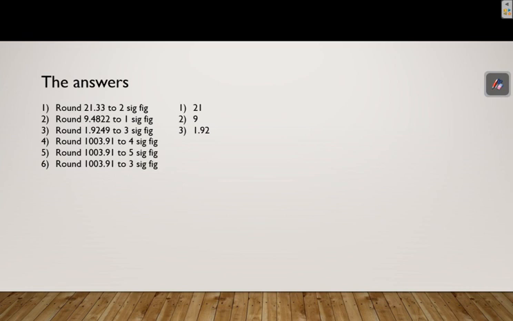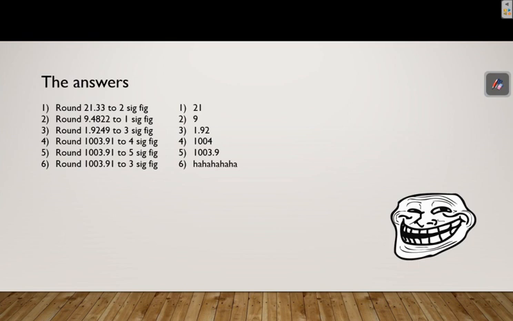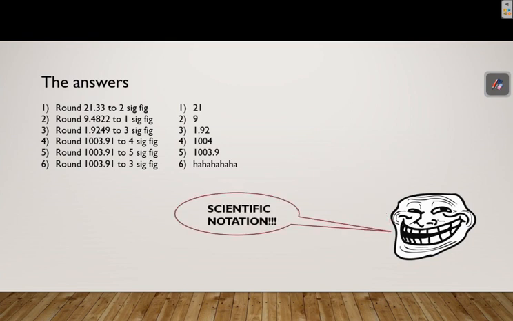Next, 1003.91 to 4 sig figs, that 9 is going to round that 3 up, so it becomes 1004. Problem 5, 5 sig figs, that 1 doesn't change the 9, so it becomes 1003.9. And number 6, 1003.91 to 3 sig figs. Oh man. Okay, so the only way you could get this is with our special friend, scientific notation.